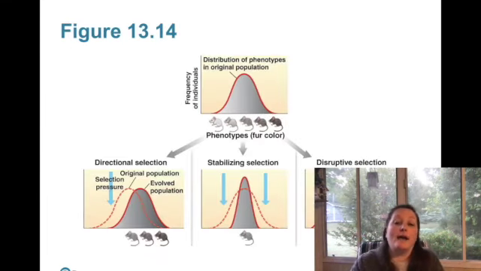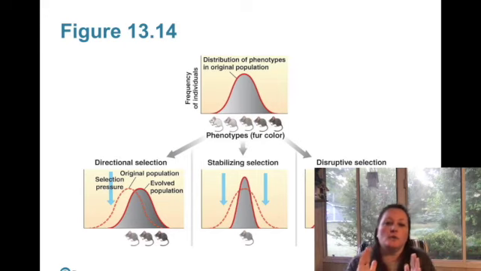So graphs, and then we go a little more into this. So if we're looking at the mice, look at their fur color. Stabilizing, you just kind of pick the one in the middle. It's kind of generic. If you look at directional, it's shifting it over towards one side.